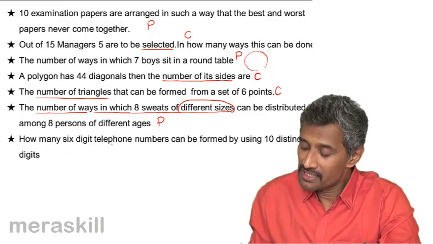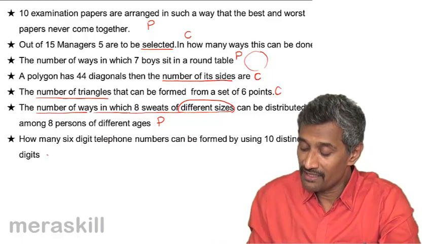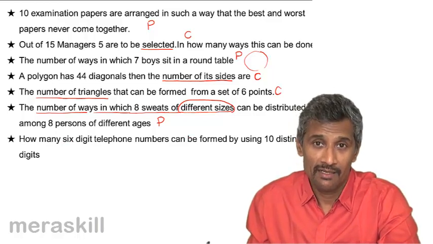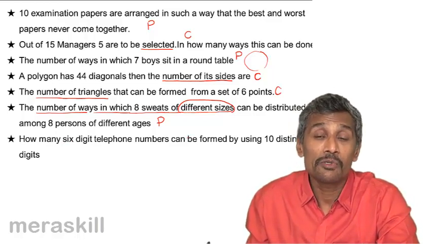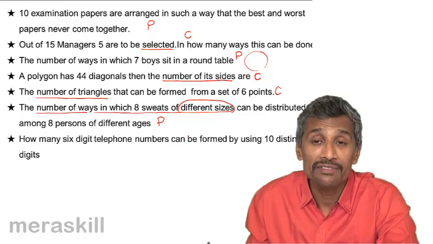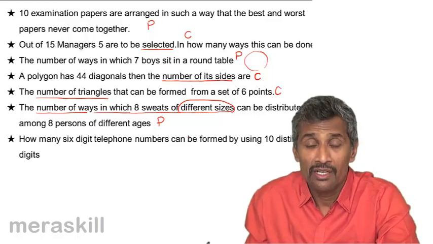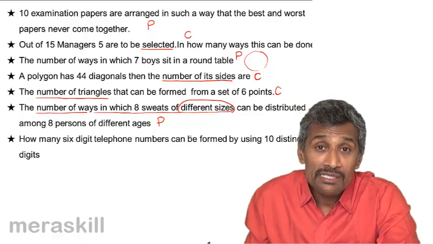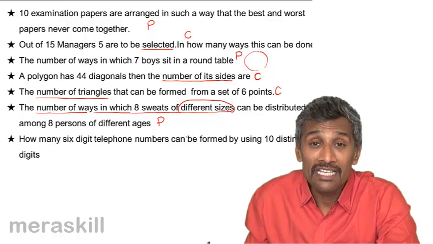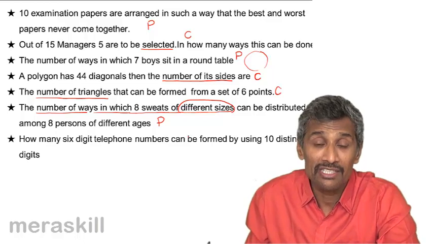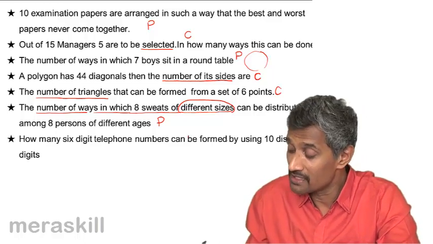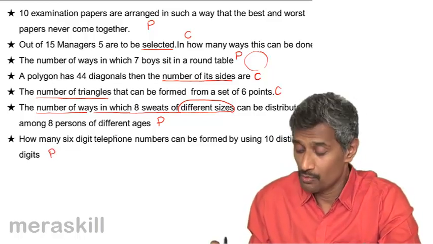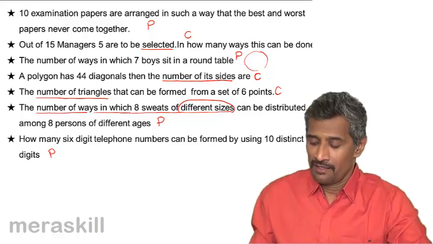Then, how many 6-digit telephone numbers can be formed by using 10 distinct digits? So here, suppose you're choosing 1, 2, 3, 4, 5, 6. You're just selecting, but that's going to be different from 2, 1, 3, 4, 5, 6. So the order in which these digits are arranged gives so many different types of telephone numbers. So it is not just about selecting the digits, it's about arranging the digits too. So following the selection is the arrangement. So definitely it's a case of permutation. It's a simple case of permutation. Hence we have this particular case. So this is how we have.